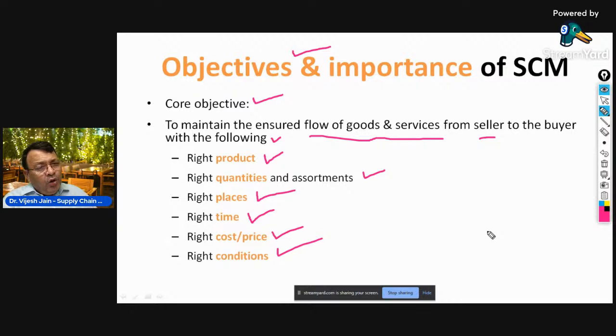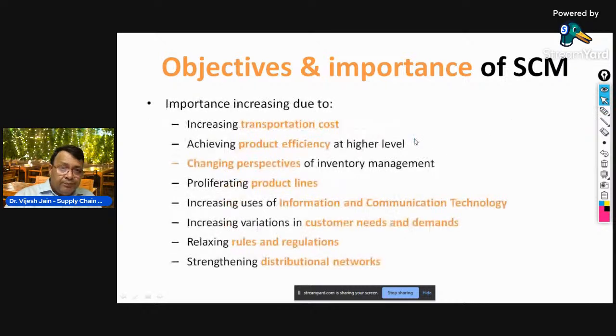And if we talk in terms of modern thinking, we are also talking of the flow of goods from the seller to the buyer in a sustainable manner also, without really damaging the planet, without really damaging the environment. So these are the modern objectives that are becoming very much real and important.